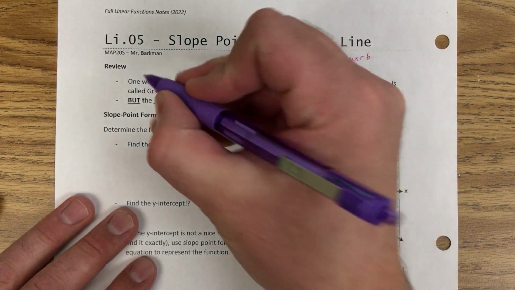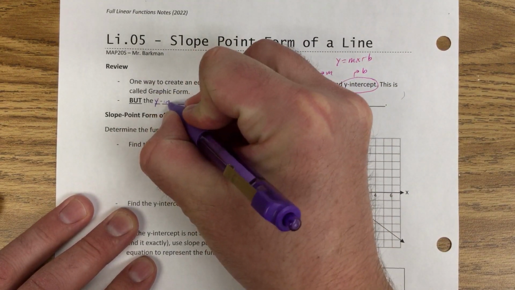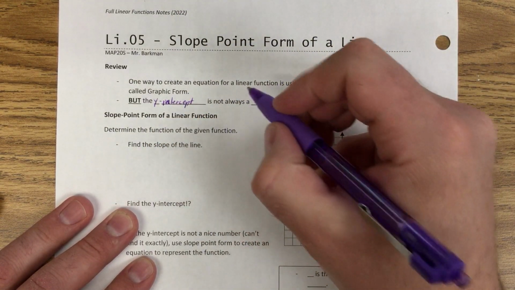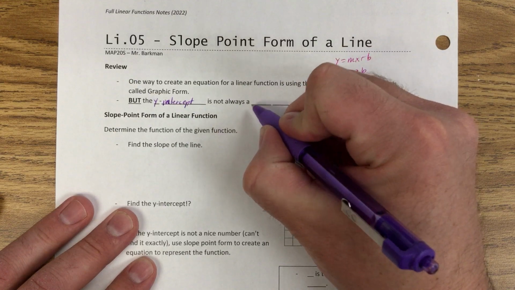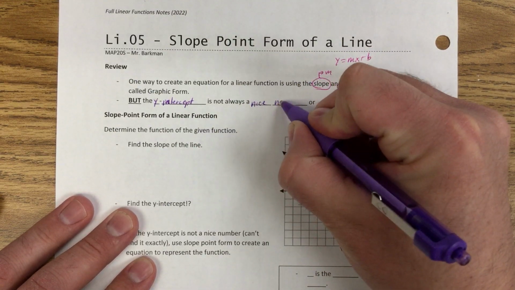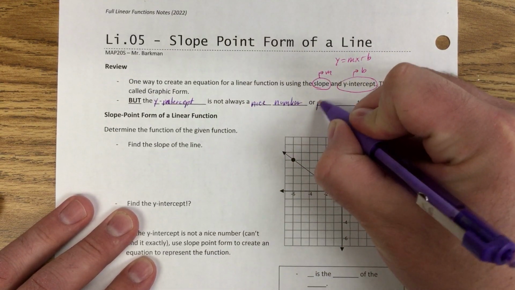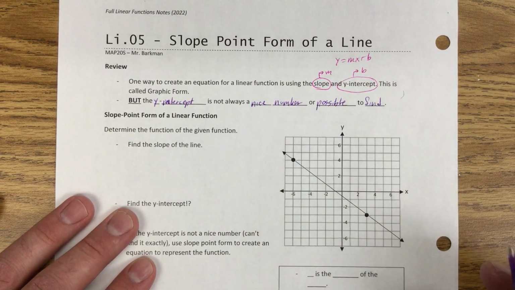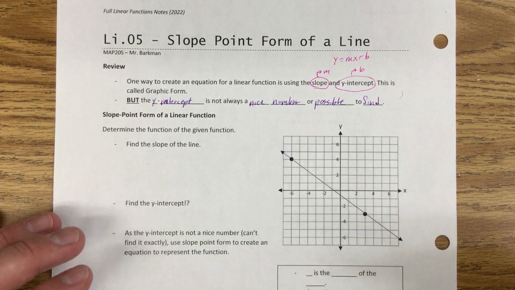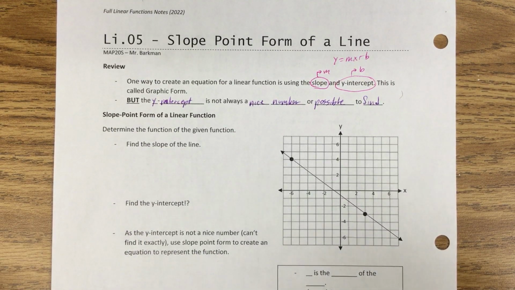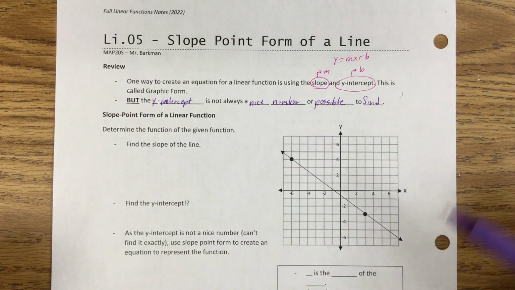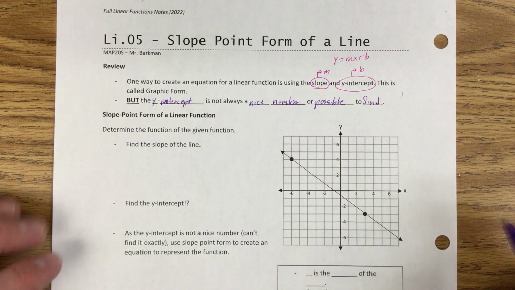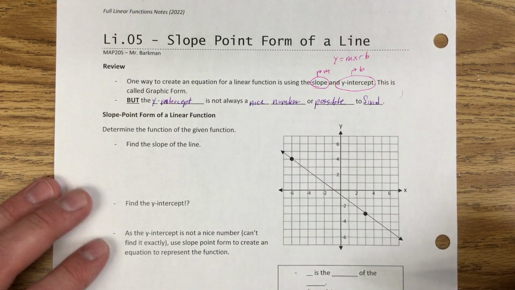But the y-intercept is not always a nice number or possible to find. In other words, it's not necessarily always a whole number or an integer. It might be off the graph if we're given a graph, or it might just be some random number that is somewhere. We might not know where it is. So let's take a look at this one right here.